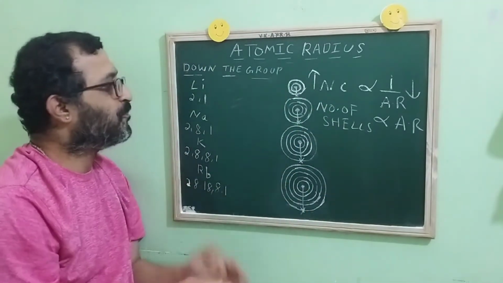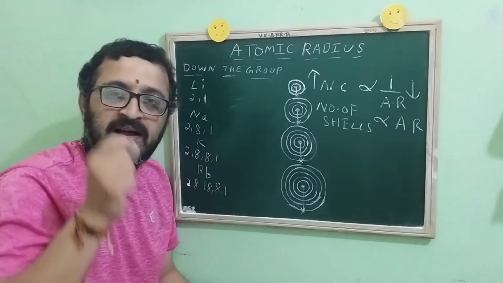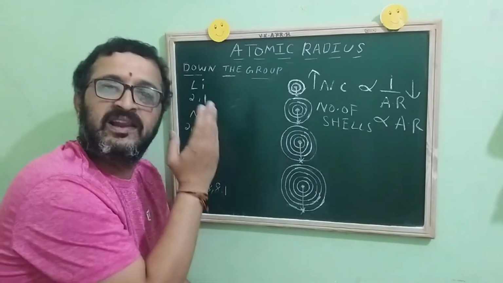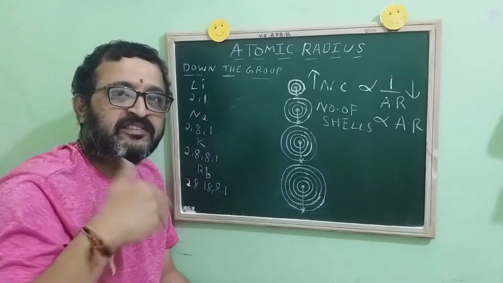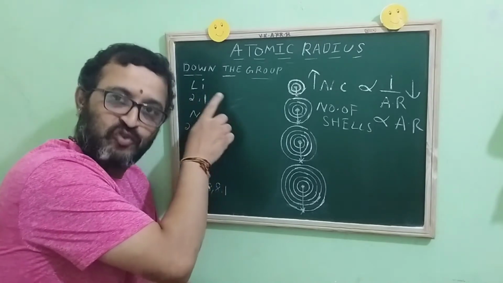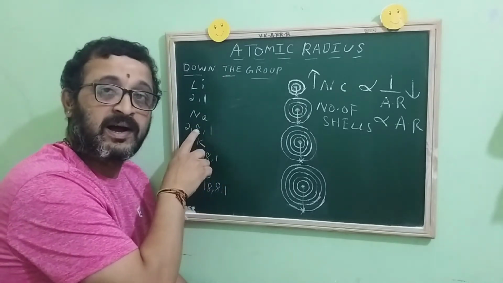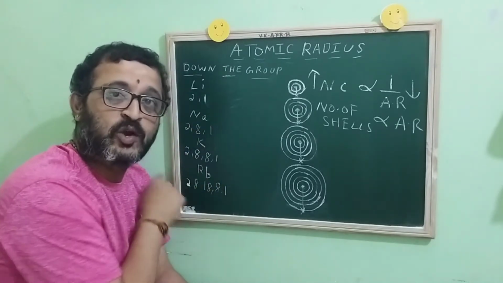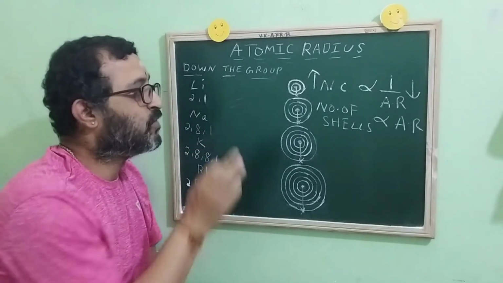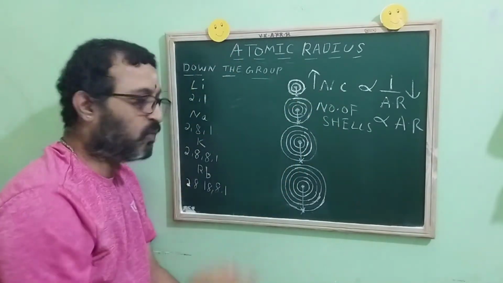Right, children? Now, to understand this variation of atomic radius down the group, I have considered the elements of group 1 of the periodic table, that is lithium, sodium, potassium, rubidium, cesium, etc. Now the electronic configuration of lithium is 2,1, sodium is 2,8,1, potassium is 2,8,8,1, rubidium is 2,8,18,8,1. Now children, first we'll see what is happening to the nuclear charge when you go down the group.